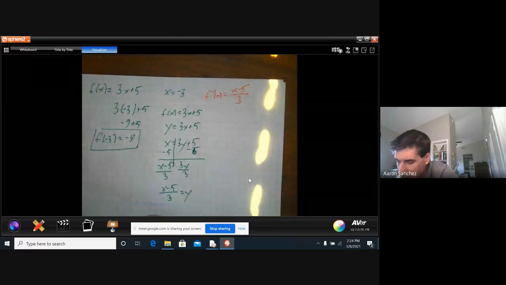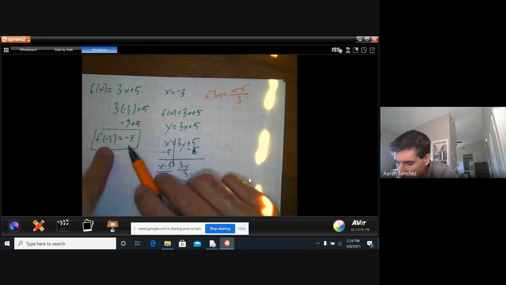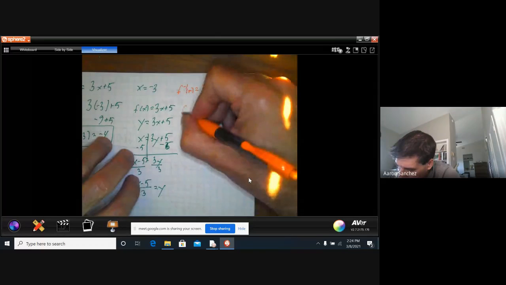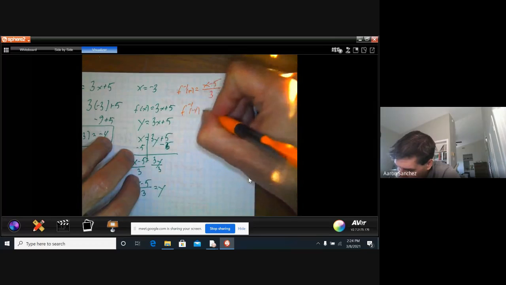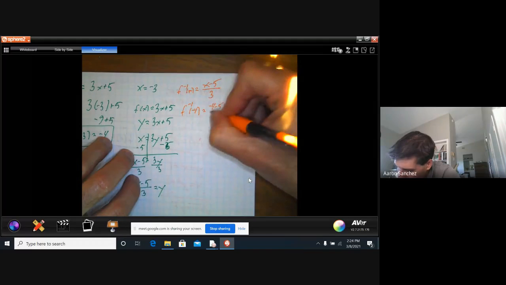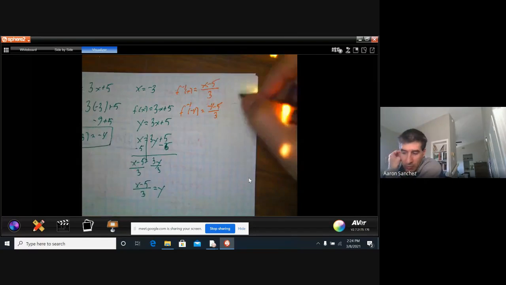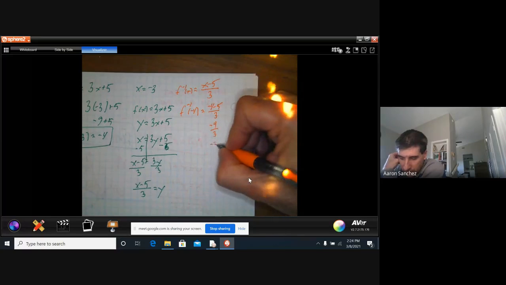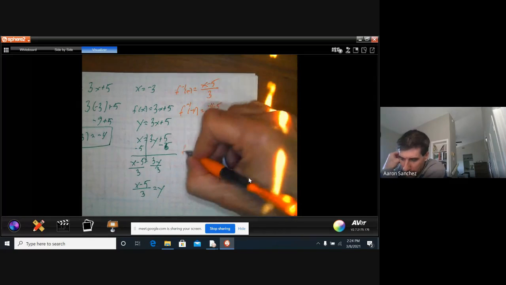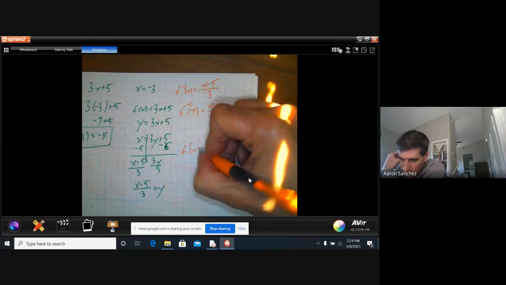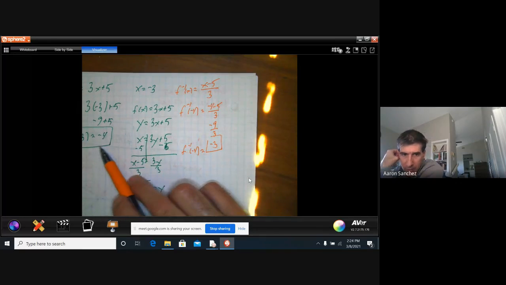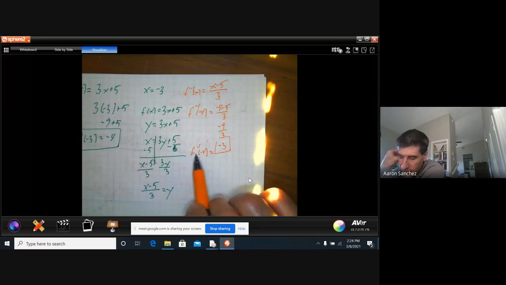So in the f of x, we plugged in -3. We got -4. So let's plug -4 into this. -4 minus 5 is -9. Over 3 is -3. So when I plug in -4, I get -3. When I plug in -3 on my function, I get -4. When I plug in -4 on my inverse, I get -3.